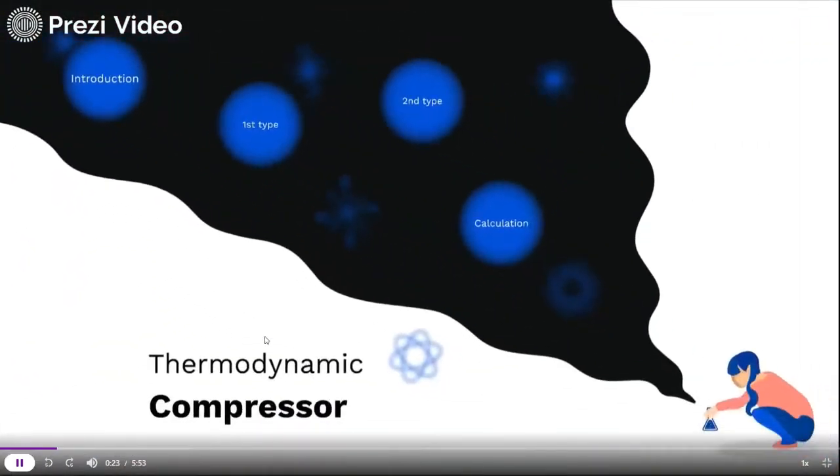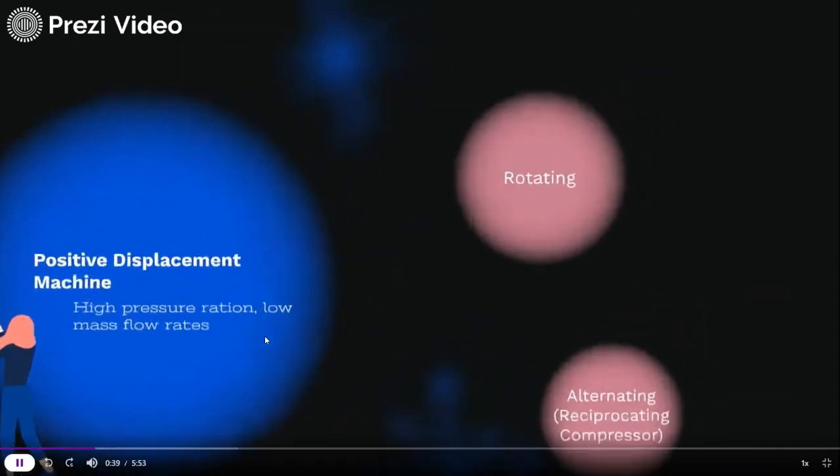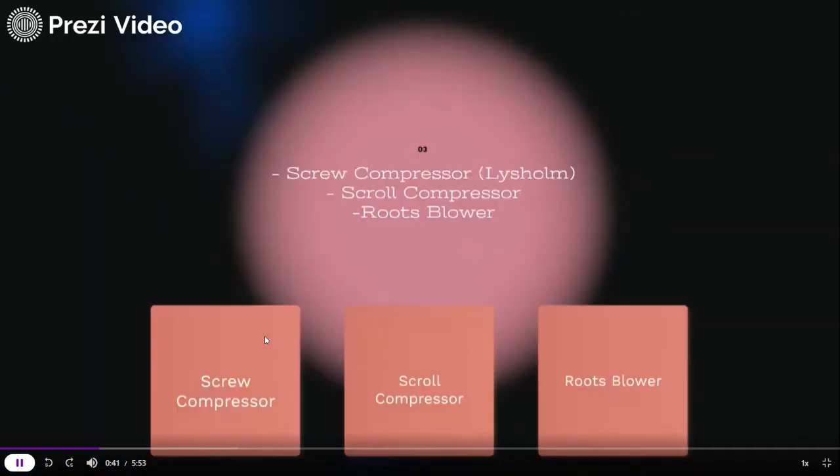Okay, a compressor has two types. In the first type, there are also two types. The first type is a positive displacement machine that has a high pressure ratio and low mass flow rate. For the first type, rotating, there is the screw compressor. The second one is the scroll compressor, and the last one is the roots blower.